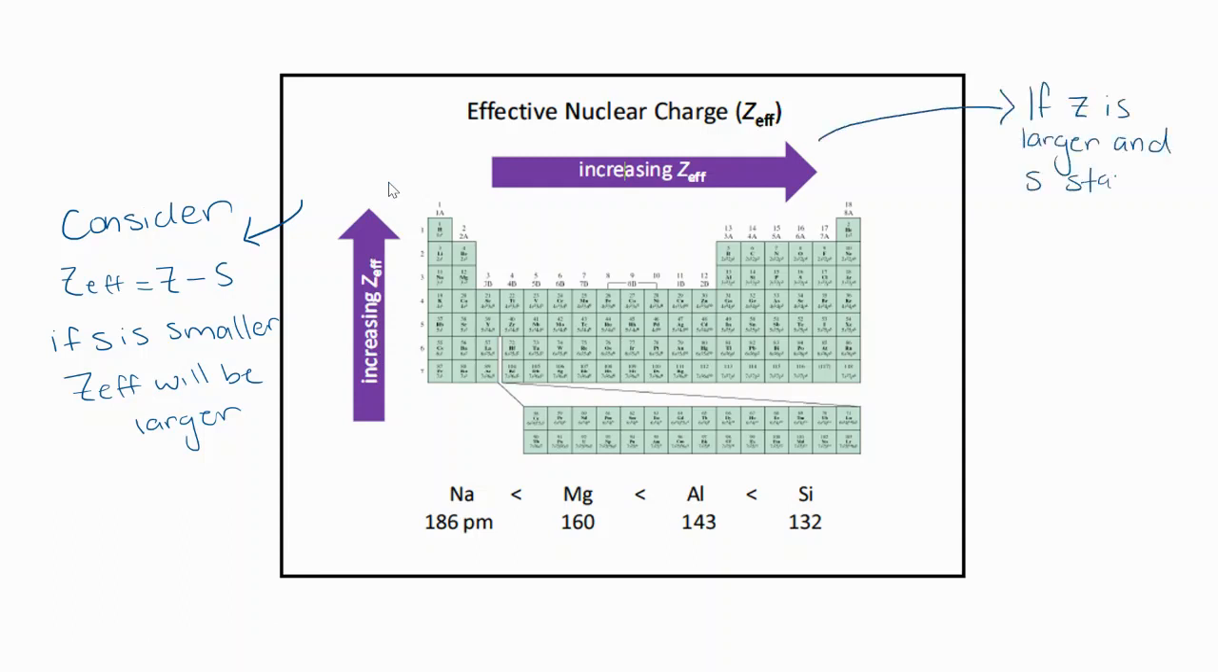If Z is larger and S stays the same, so we gain protons, but we don't gain any more inner electrons, then ZF will be larger once again. And that's because we're going to have a greater nuclear charge without any more additional shielding.